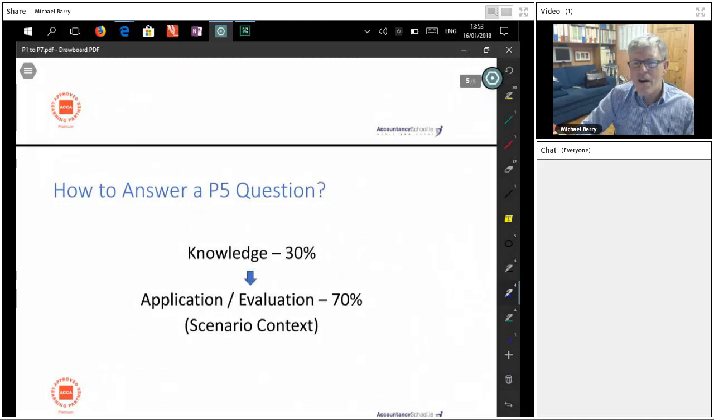So this idea of just reproducing what's in a textbook to respond to a requirement does not work at this level. Knowledge only accounts for 30% of the marks. To bring you up to pass mark, it's all about your ability to apply and evaluate. Application and evaluation make up 70% of the marks. So knowing the definition of a concept or a term or a technique will get you some credit, but a very, very small amount of credit.